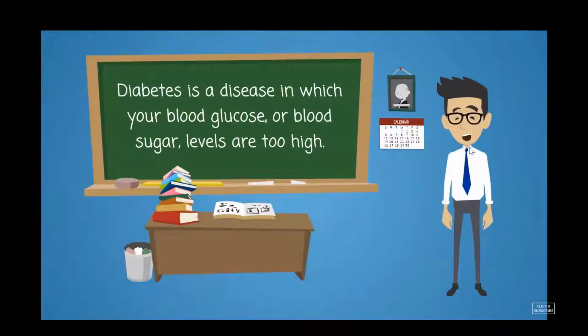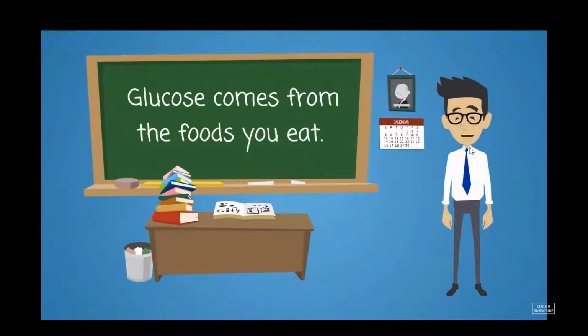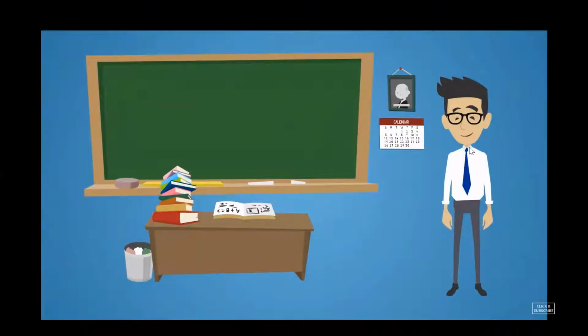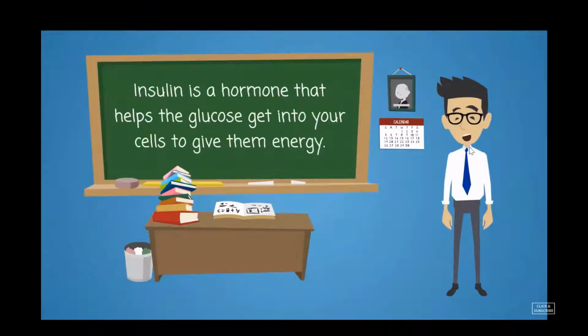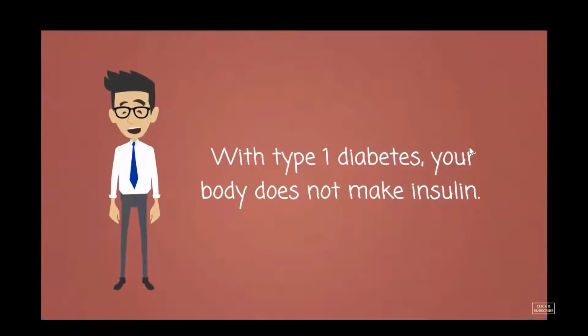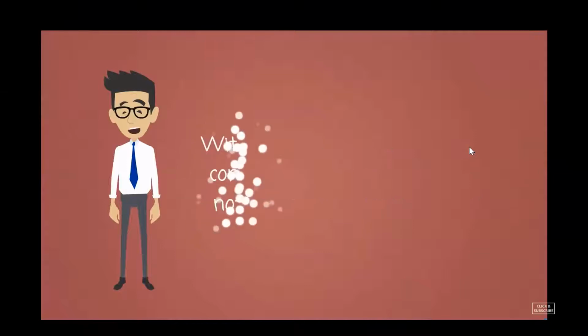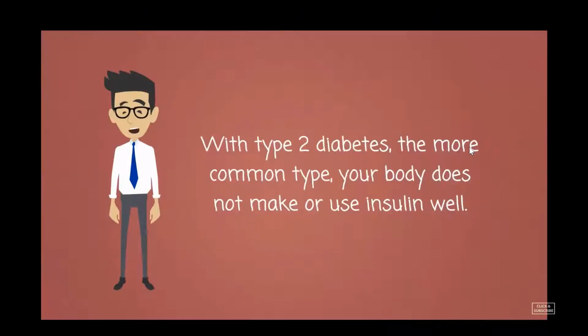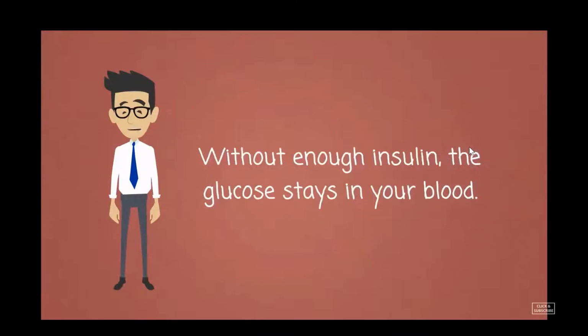Diabetes is a disease in which your blood glucose, or blood sugar, levels are too high. Glucose comes from the foods you eat. Insulin is a hormone that helps the glucose get into your cells to give them energy. With type 1 diabetes, your body does not make insulin. With type 2 diabetes, the more common type, your body does not make or use insulin well. Without enough insulin, the glucose stays in your blood.